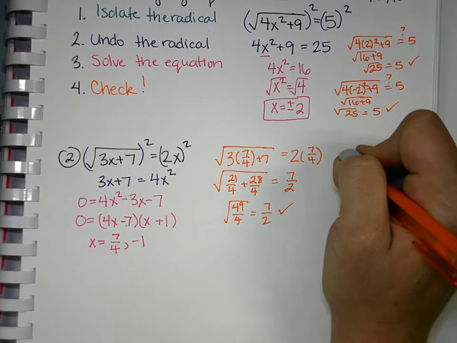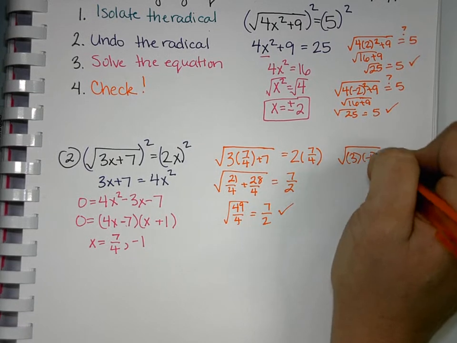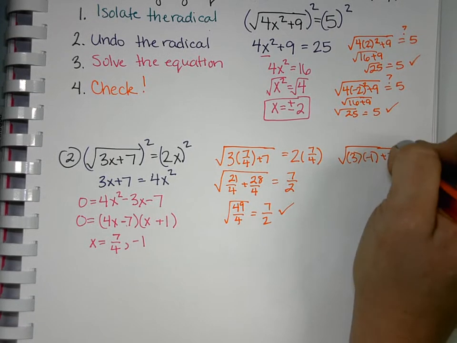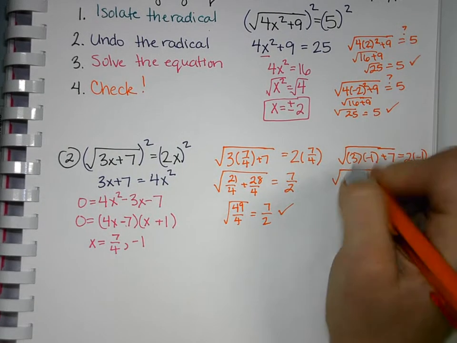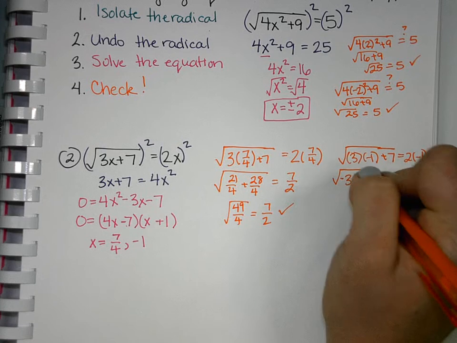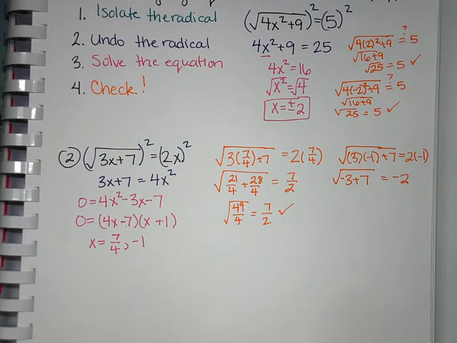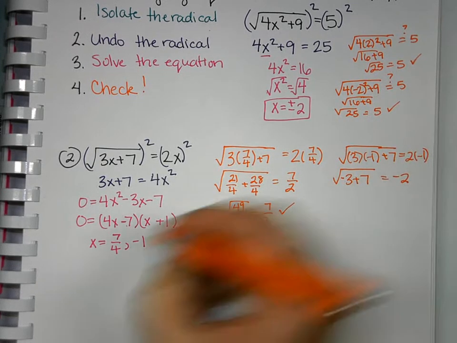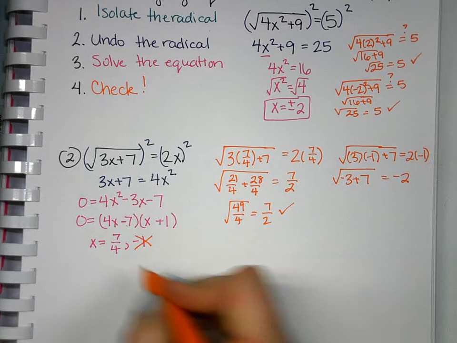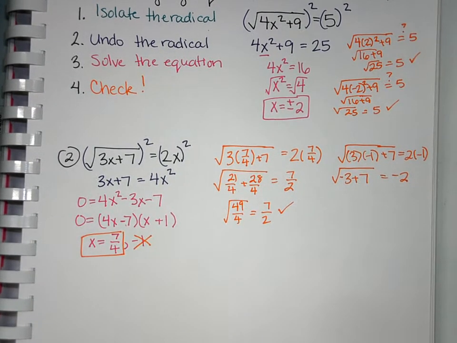Now I'm going to check negative 1. So I have 3 times negative 1 plus 7 equals 2 times negative 1. So inside my square root, I have negative 3 plus 7, and I have negative 2. Well, right here I know something's wrong because I can't have a square root equaling a negative number. So that means that negative 1 is extraneous and my only solution is 7 over 4.